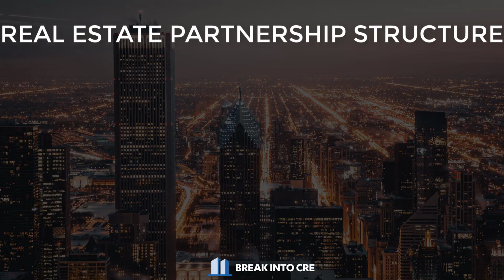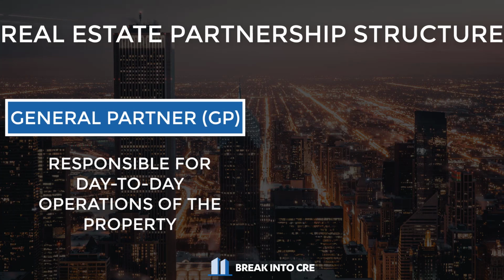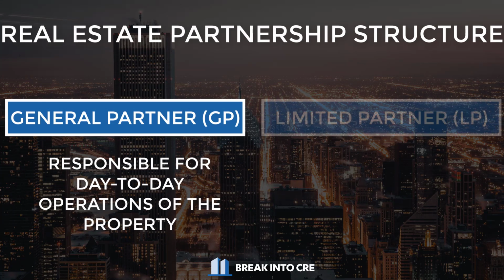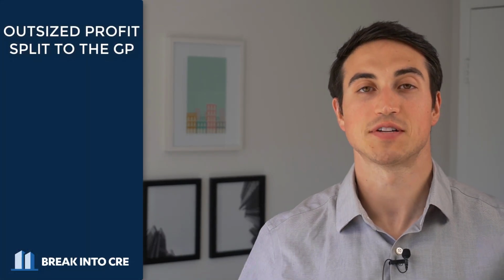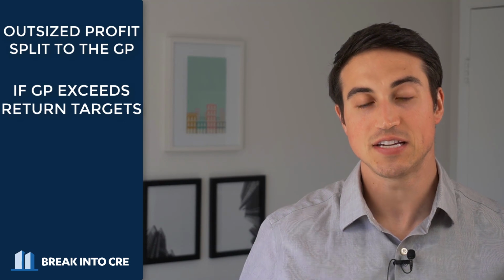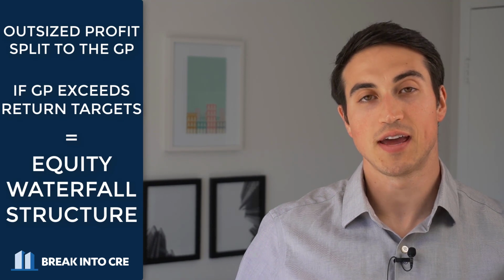So if you've clicked on this video, you likely know that many real estate investments are bought in a partnership. And generally what that looks like is that the partnership is going to be made up of a GP, or a general partner, that's going to be responsible for the day-to-day operations and the major decision-making on the property, and the LP, or the limited partner, which is generally going to be the silent capital partner on the deal. Now, since the general partner or GP is going to be doing the majority of the work on the deal, oftentimes there's going to be an outsized profit split, assuming that that general partner exceeds investor return expectations. And what that's called is an equity waterfall structure in a real estate deal.